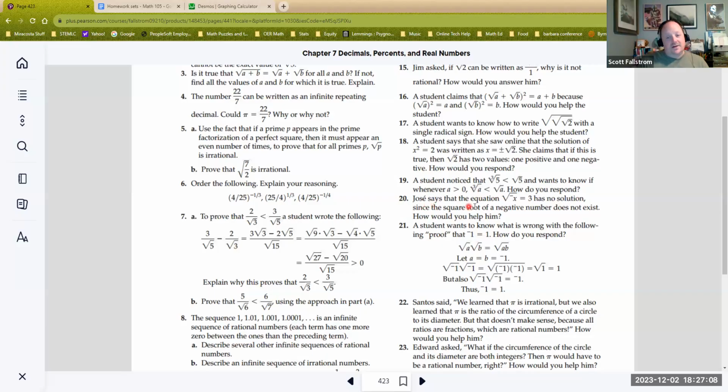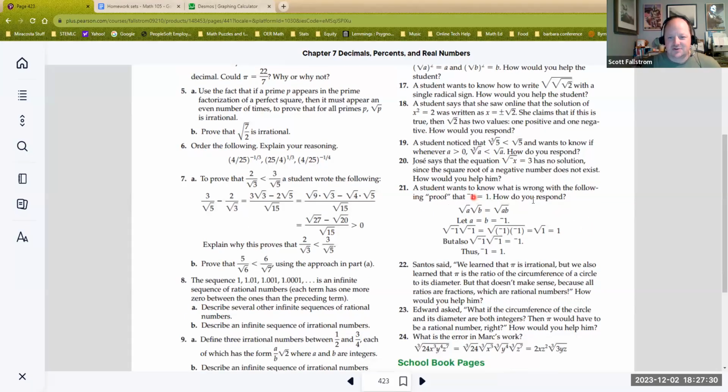All right, we got Jose now. Jose says the equation square root of negative x equals 3 has no solution because the square root of a negative number does not exist. You have a chance to show Jose something about maybe terminology, but also maybe thinking about what that represents.